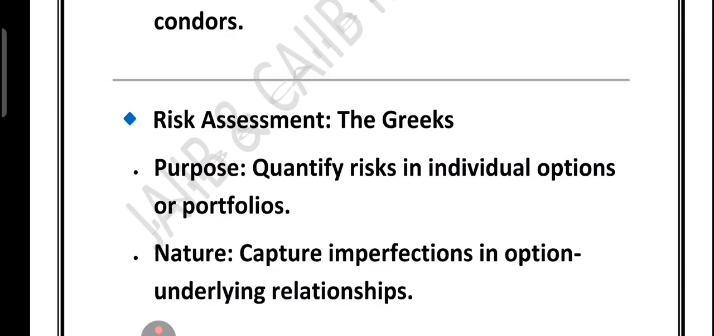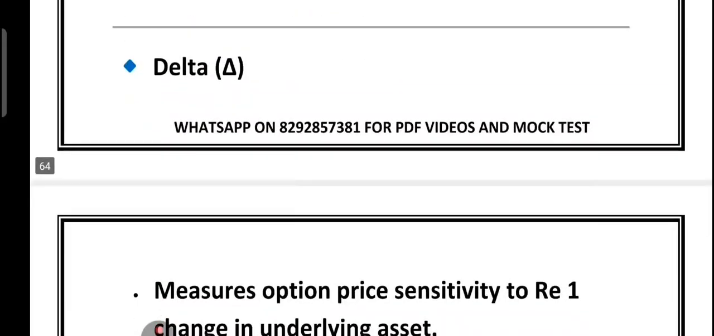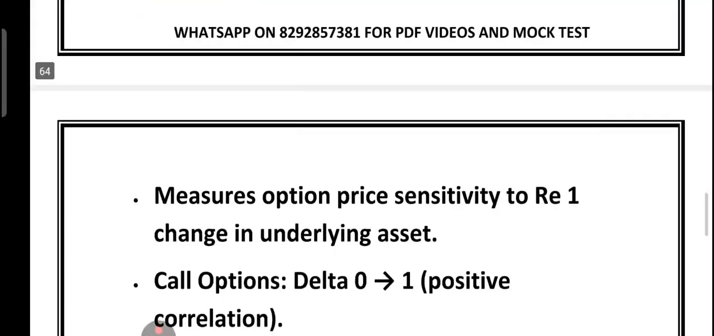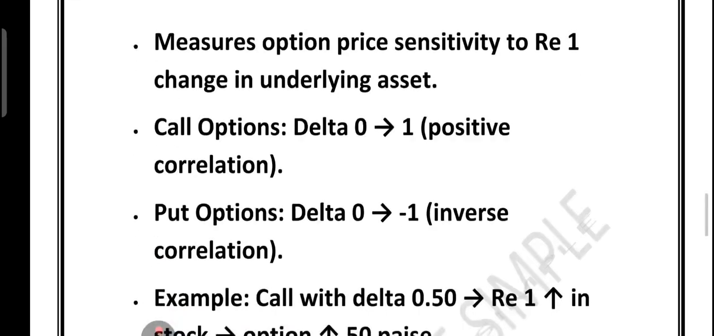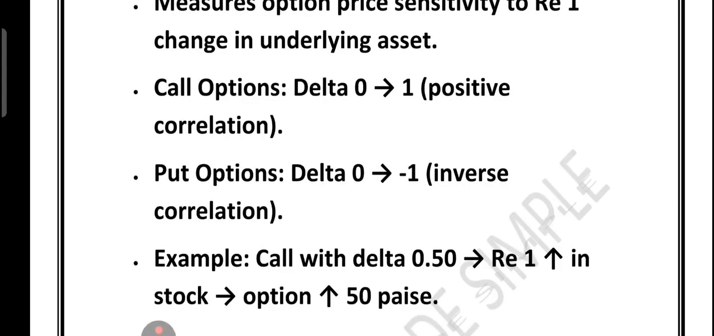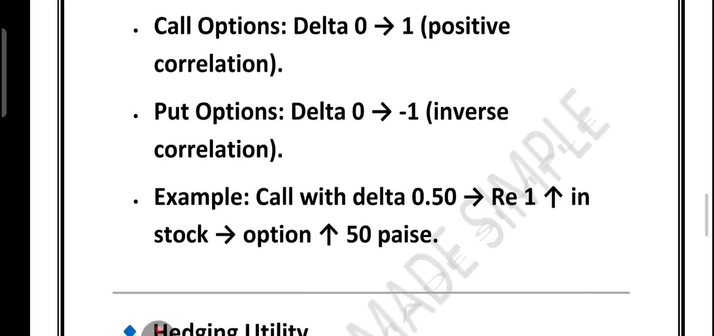The Greeks quantify how the option reacts to changes in the underlying asset or other factors. There is something called delta. Delta shows how much an option price changes for a 1 rupee change in the underlying asset. If we have a call option, delta is 0 to 1, and it moves in the same direction as the stock. If we have a put option, delta is 0 to -1, and it moves opposite to the stock.